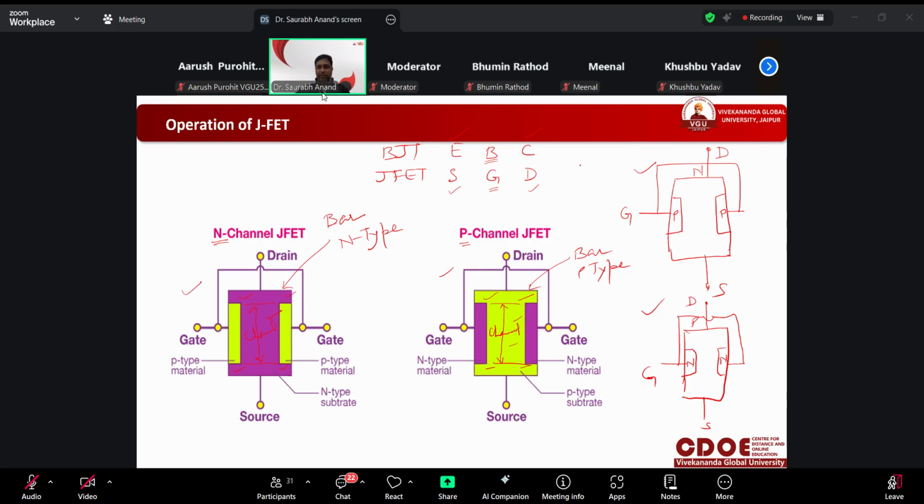If we are using an N-type bar, it will be known as N-channel JFET. If we are using a P-type bar, it will be known as P-channel JFET, because this region is N-type and this region is made up of P-type. So P-channel means P-type channel, and N-channel means N-type channel. Understood?